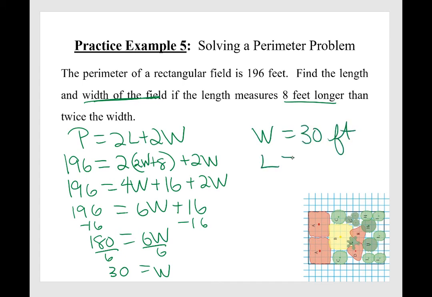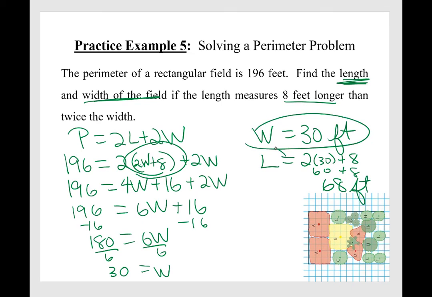Okay, and then I need to find the length, right? Because it wanted us to find both. Remember the length was right here, 2w plus 8. So 2 times 30 plus 8. So that's 60 plus 8, which is 68 feet. So there's my two dimensions. The width is 30 feet and the length is 68 feet. So again, you might need to practice some more. That's perfectly all right.